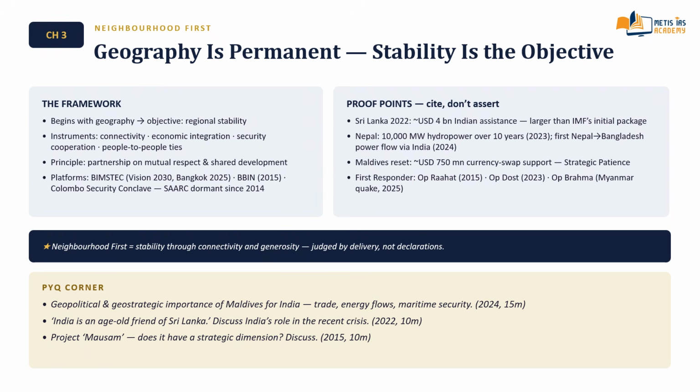And External Affairs Minister S. Jaishankar's India Way. What is the India Way? India must engage America, manage China, cultivate Europe, reassure Russia, and bring Japan into play. This is a one-line summary of multi-alignment.